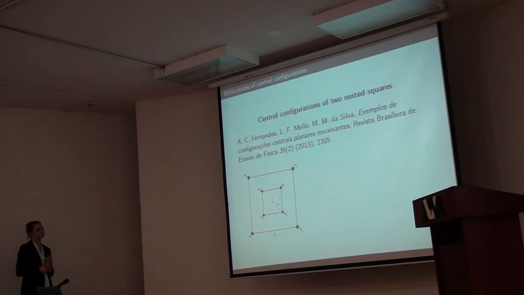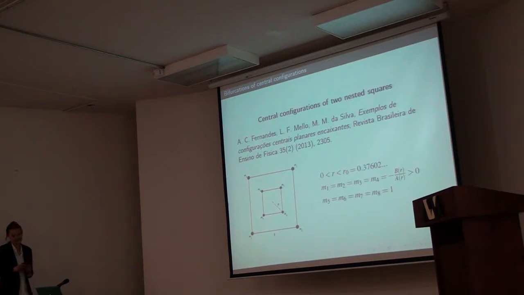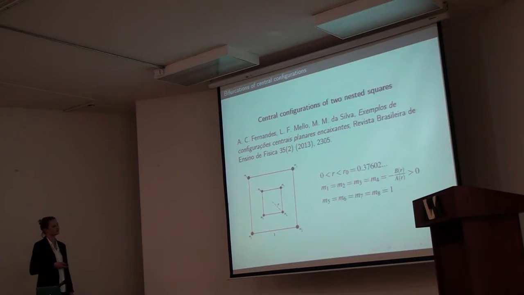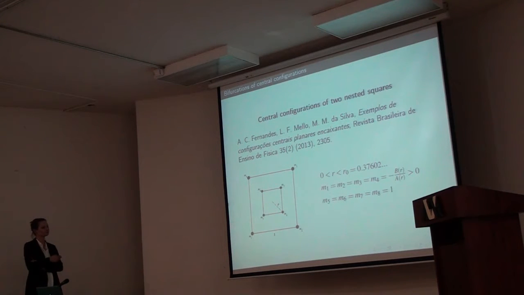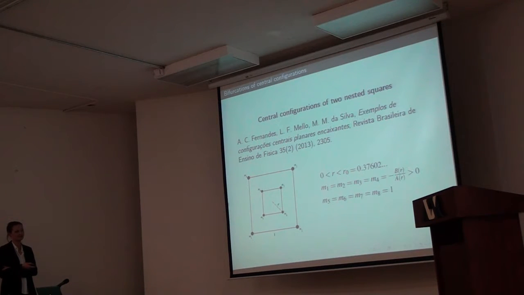And the other four masses are at the vertices of the smaller square, and the size of this square is not fixed. It's parameterized by R. R here is the radius of the circumcircle of the square. And about the masses, we assume that the masses on the smaller square are equal, so they are fixed. The masses on the bigger square depend on the parameter R.